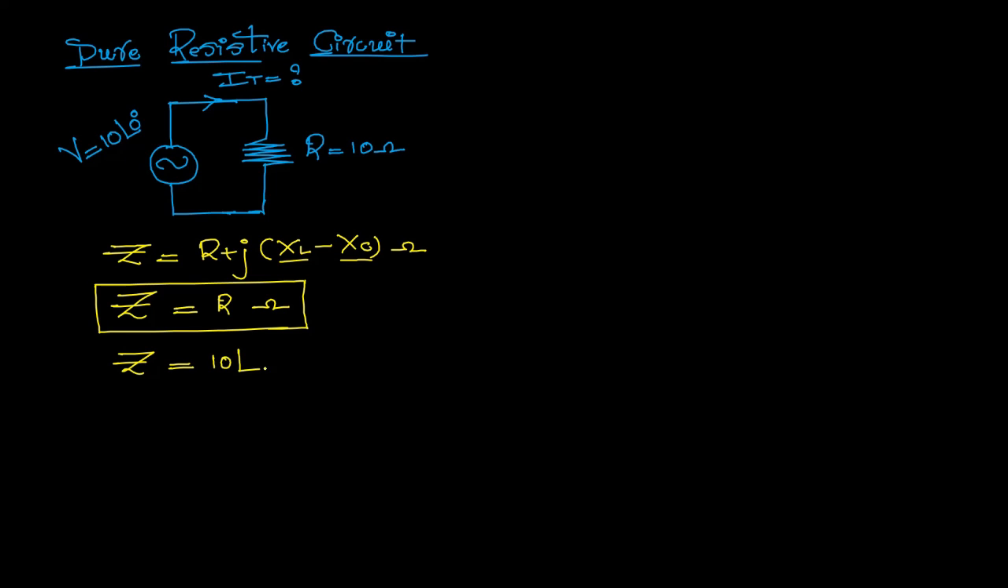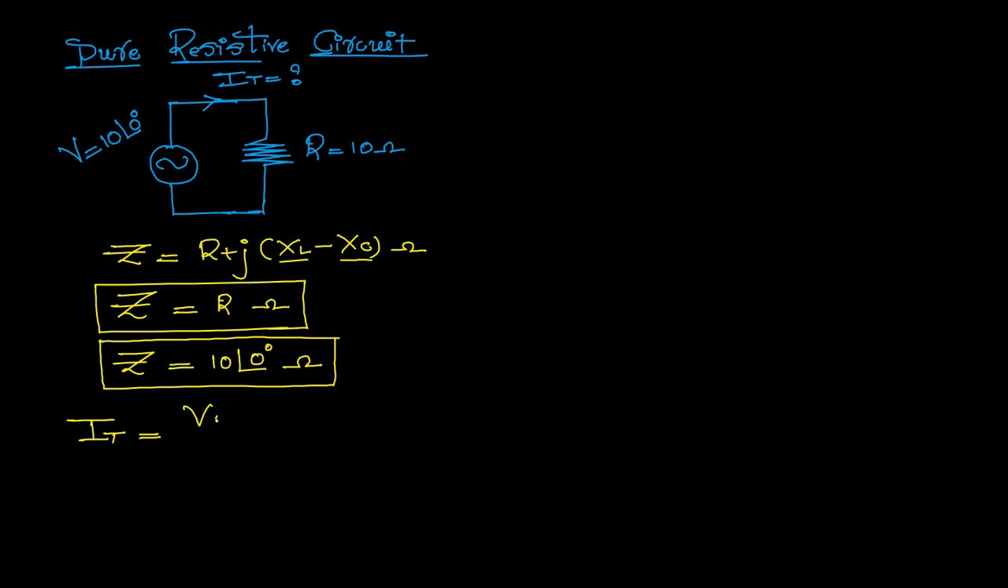Now we know that for a purely resistive circuit, the phase angle between the voltage and current is 0. So here Z is equal to 10, the magnitude, having an angle of 0 degree, and this is always in ohms. Now this is the value of impedance. After getting the value of impedance, what do we need to do? We need to find the value of total current.